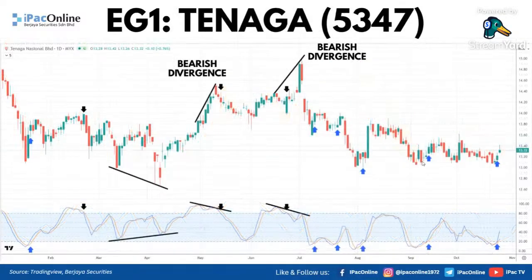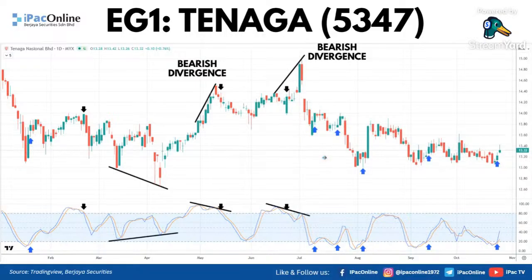So, examples right over here. The first example is the Naga that I showcased just now. We can see that as the share price formed bearish divergence and traded off the overbought area, you can see the selling.